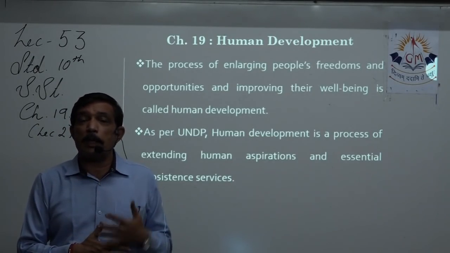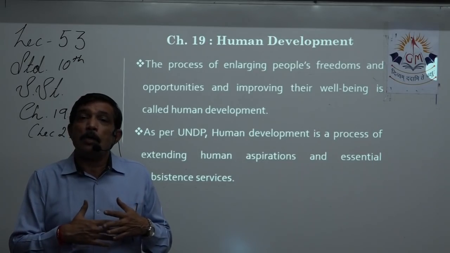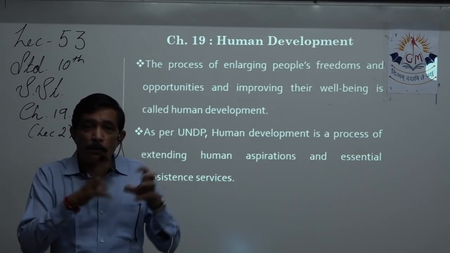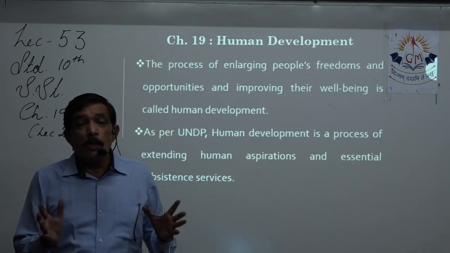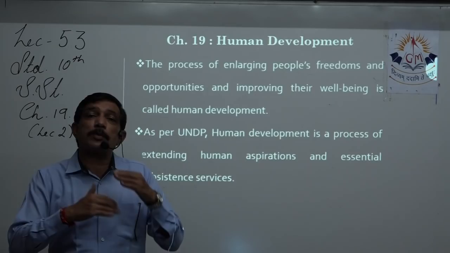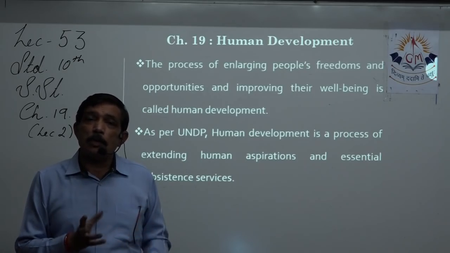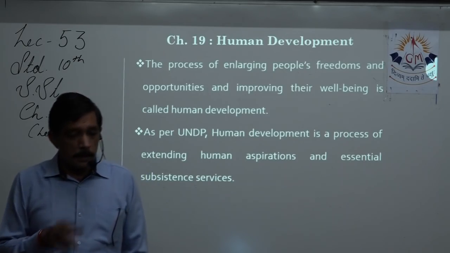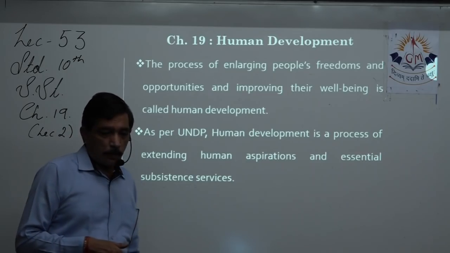When does development happen? Development happens when freedom is given. If we have restrictions, we cannot have development. So those restrictions have to be removed so that the development process can go ahead, and that also for the well-being of the citizens. Then that is called human development.